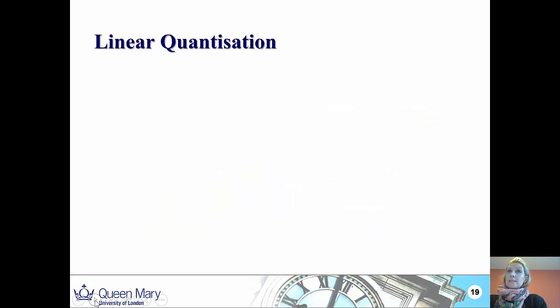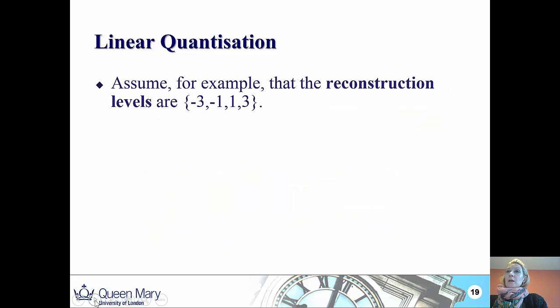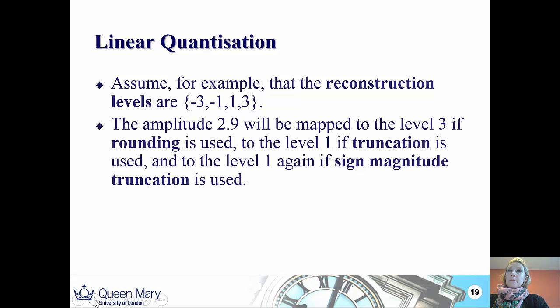So to give some examples as to what these actually mean. Assume that we have a scenario where we've got 4 reconstruction levels, and the 4 reconstruction levels to which our continuous signal will be assigned are -3, -1, 1 and 3. So if we have an amplitude in our continuous signal that we wish to represent digitally, and it has an amplitude value of 2.9, this will be mapped to the level 3 if rounding is used. Okay, so it's mapped to that value which is closest to it.